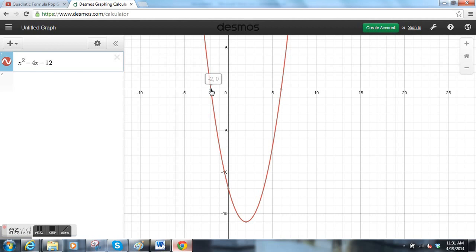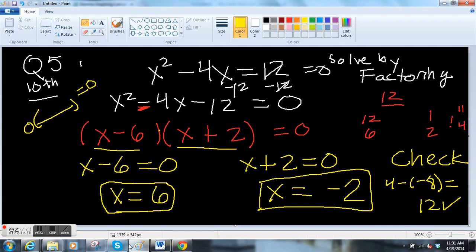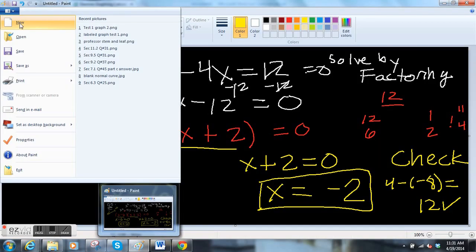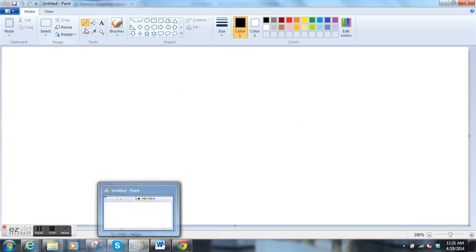And you'll notice the zeros are the places where the graph crosses the x-axis. So it's not where x equals 0, it's where y equals 0. Aha! X equals negative 2, x equals 6. What did I get? Negative 2 and 6. How awesome is that? I think you guys think that's pretty awesome.